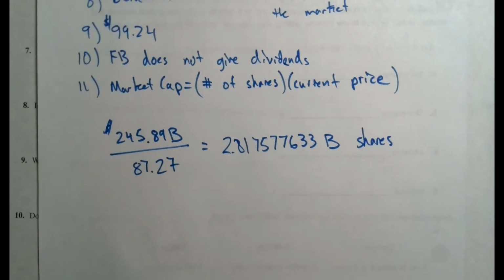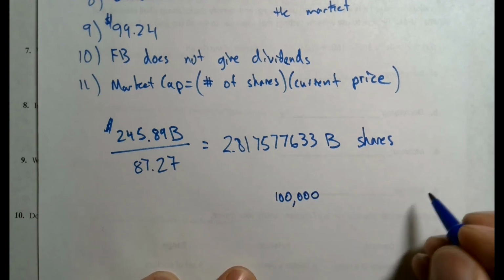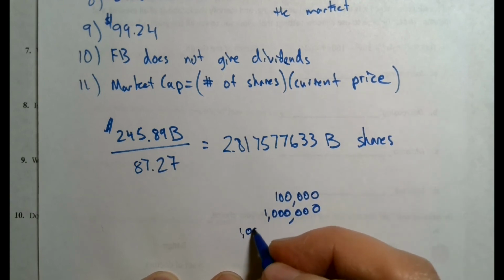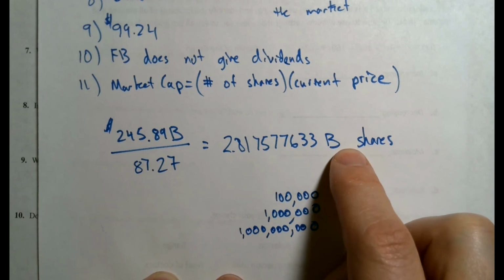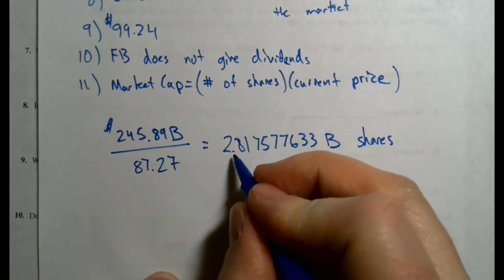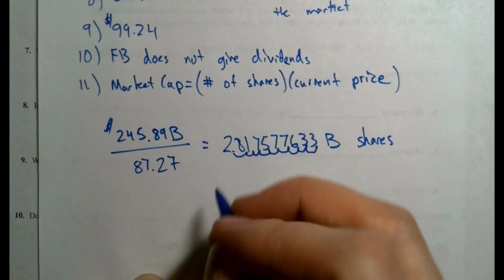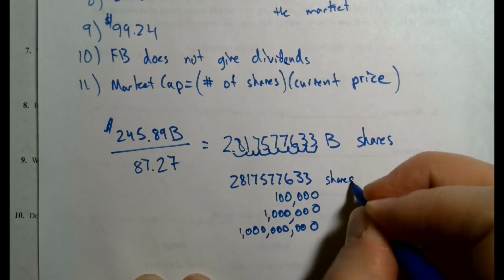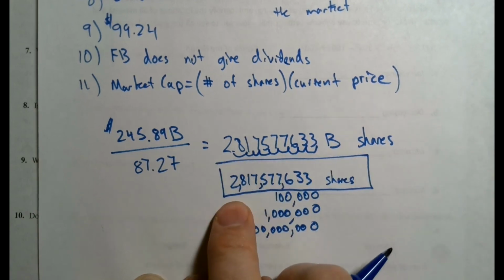So if I wanted to convert that into an actual number, recall, here's how I work these things. Here's 100,000. Here's a million. And then here's a billion. So if I want to turn this into a number that doesn't use the word billion, I have to move the decimal place 9 spaces. So I'm going to go 1, 2, 3, 4, 5, 6, 7, 8, 9. Oh, it's all of them. So that means the number of shares is 281,757,763 shares. And I'll go ahead and insert the commas to make this number easier to read. This is how many shares that Facebook has currently sold, that people out there own.